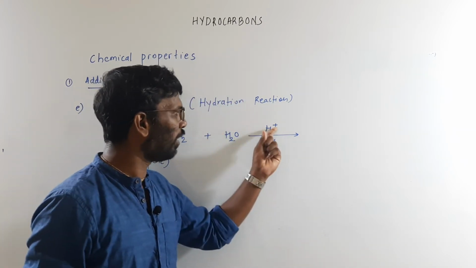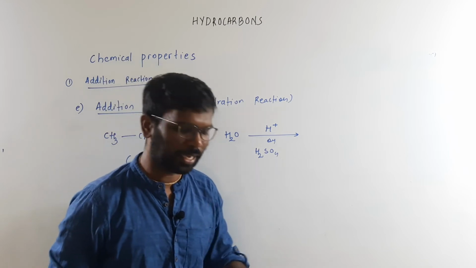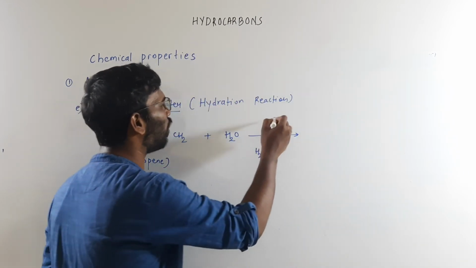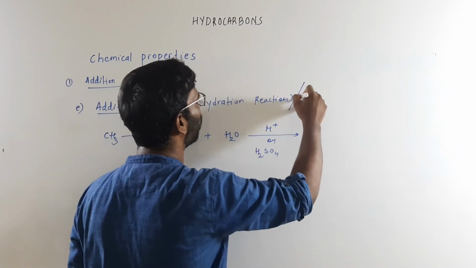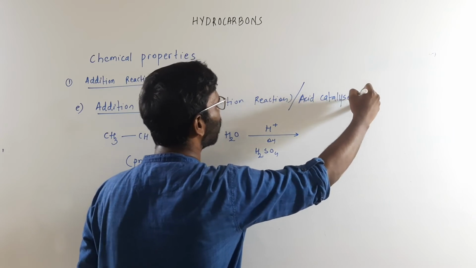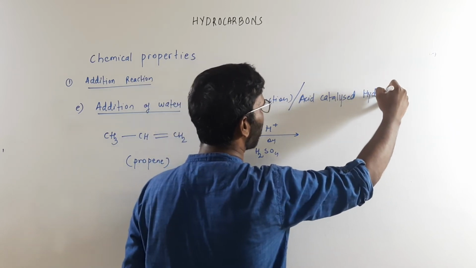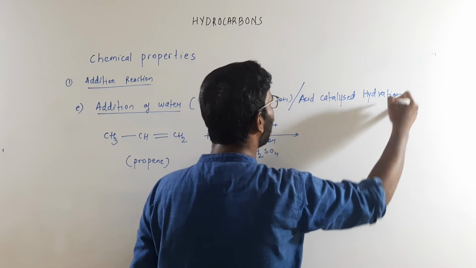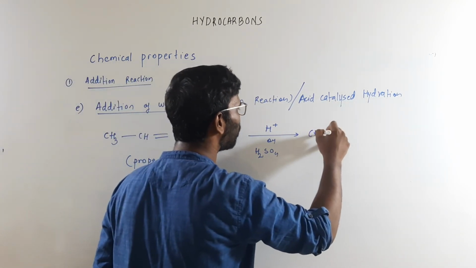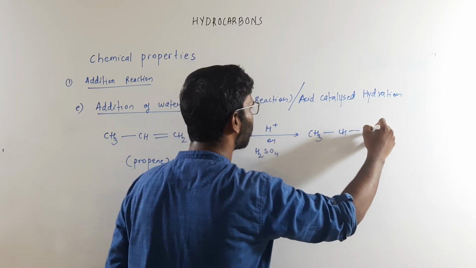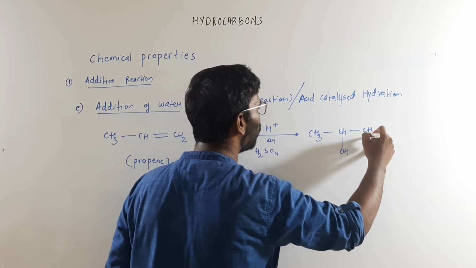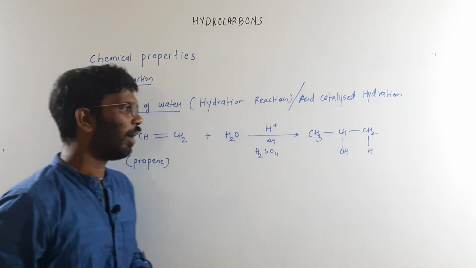So either this or this, you have to understand that this reaction is taking place in the presence of the acid. This acid is acting as a catalyst. This is called an acid catalyst. Another name for this is acid catalyzed hydration, right? So here the product we will be getting is CH3, CH, CH3, OH. This CH3 I will write as CH2 and H, just for your identification.